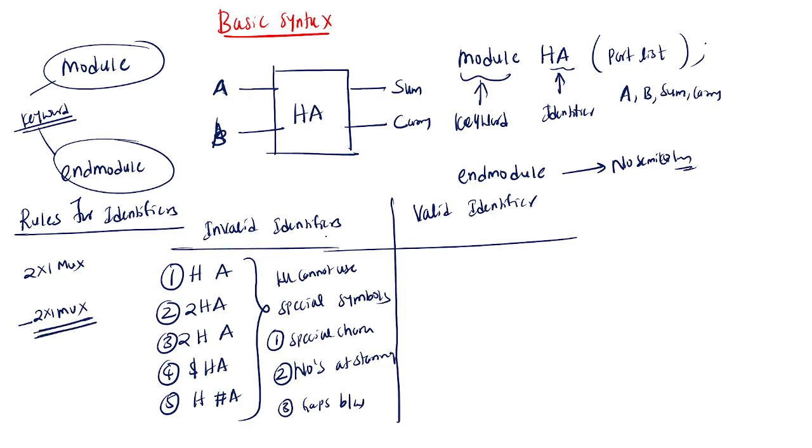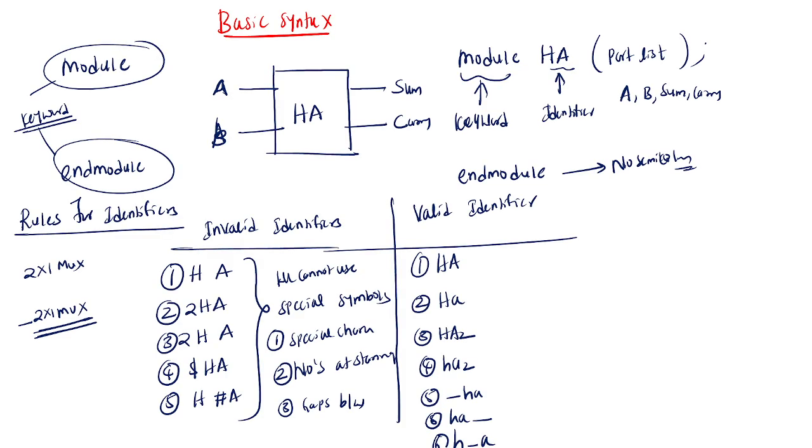Like this. Valid identifiers: HA, H small a, HA2, underscore HA, HA underscore, H underscore A. These are the basic rules for the identifier. Is it fine? Any doubts or queries? Shall I move forward?